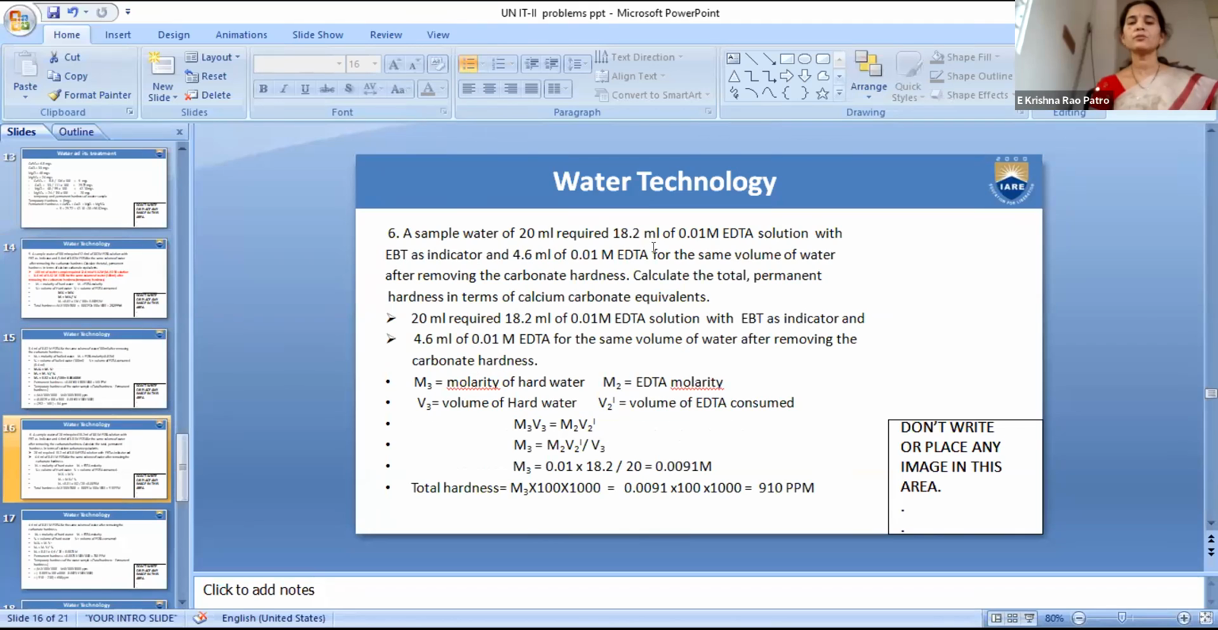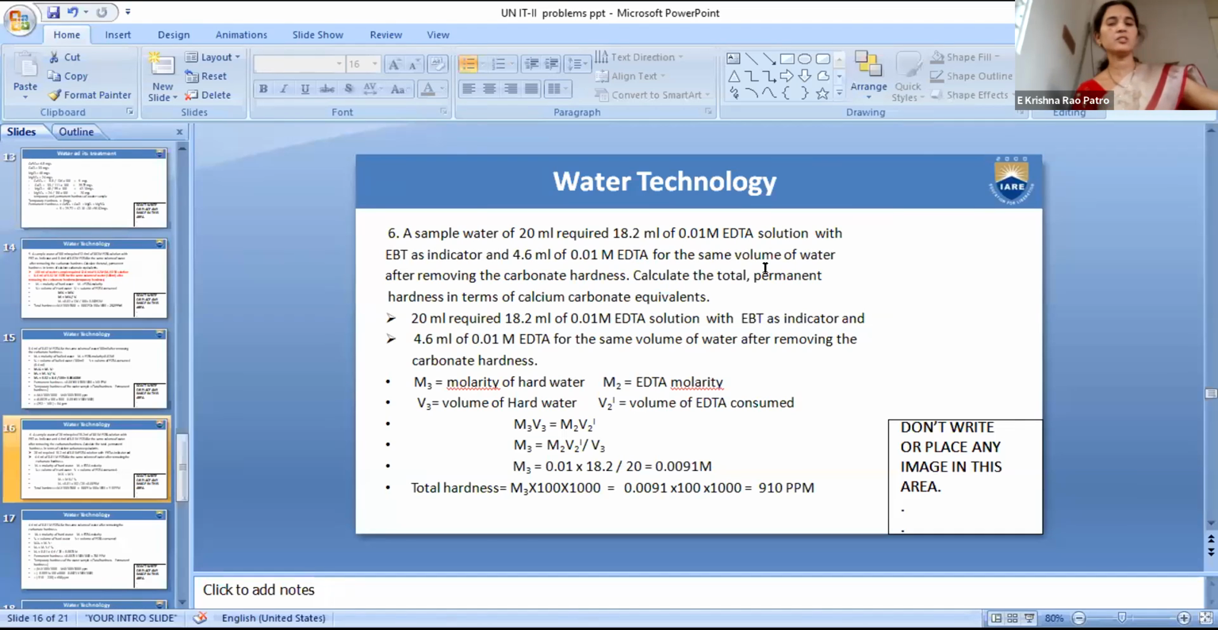A sample water of 20 ml required 18.2 ml of 0.01 molar EDTA solution with the EBT as indicator, and 4.6 ml of 0.01 molarity EDTA for the same volume of water after removing the carbonate hardness. Same as the previous problem, this also.